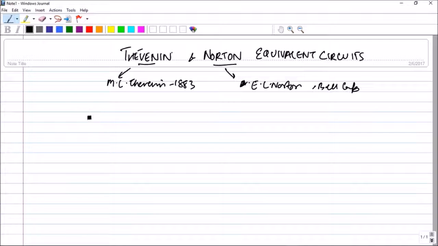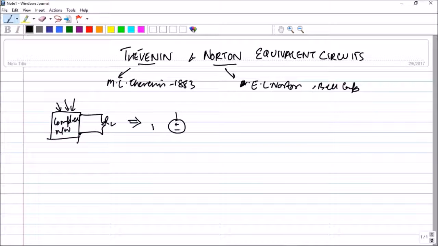So what does that actually mean? For example, you have a very complex network inside the black box, and this is the circuit element in which we are interested, the load resistance RL. Analyzing this particular complex network every time might be time consuming. So Thevenin's theorem tells us that you can replace the entire complex network by a single voltage source with a voltage V Thevenin and a series resistance R Thevenin, and then you have your load resistance, which is unchanged.